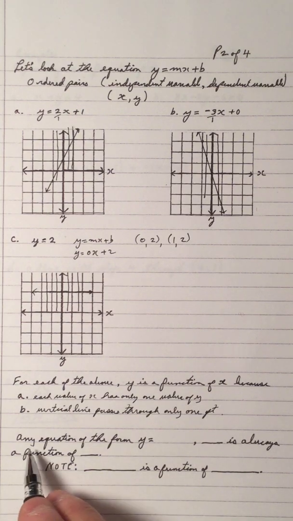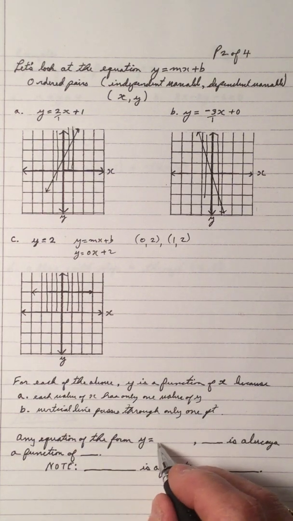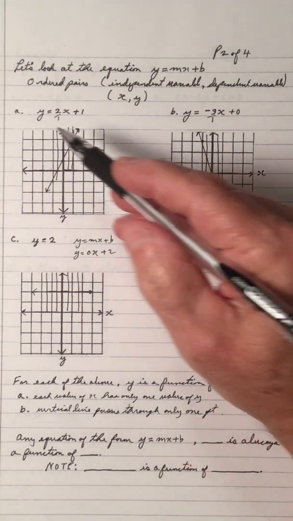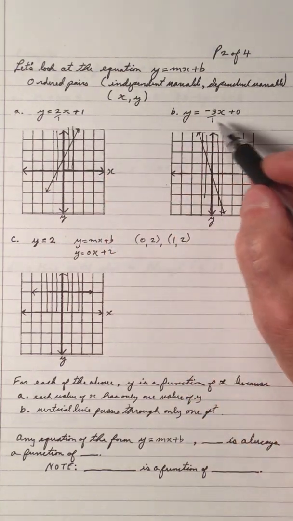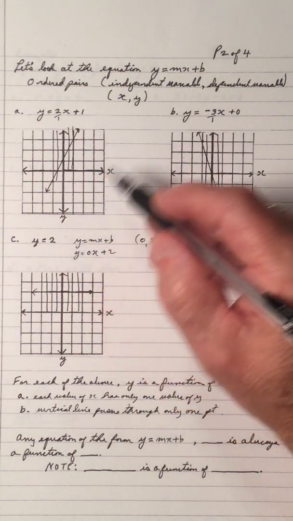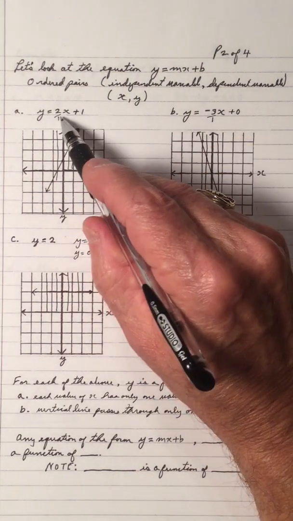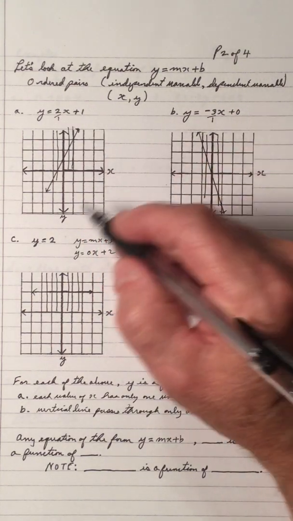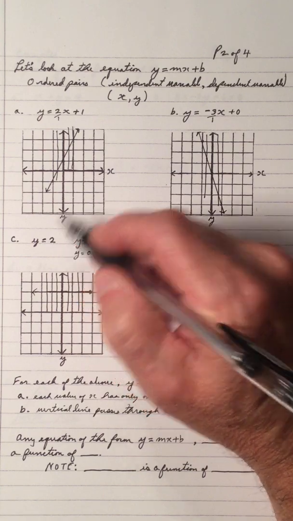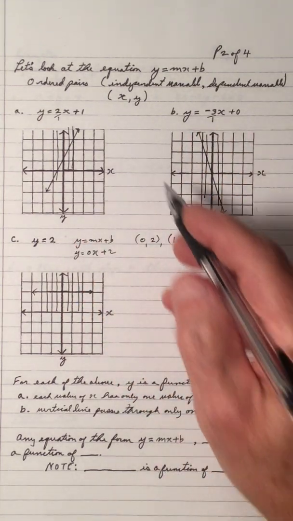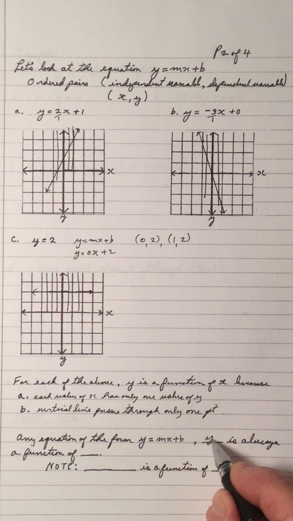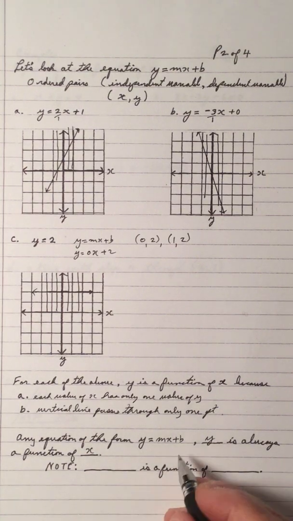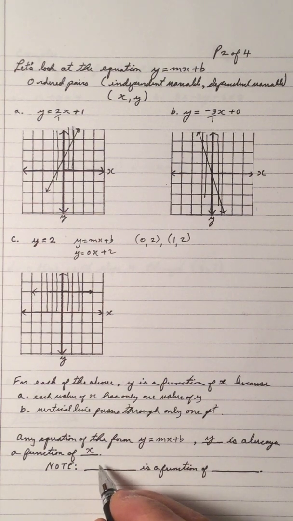And let's look at it. Any equation of the form y equals mx plus b. These three are written differently. Slope and y-intercept. This has a slope, y-intercept is 0. This has a 0 slope with a y-intercept. So for all of these equations, y is always a function of x. Note the left side: notice y is a function of x.